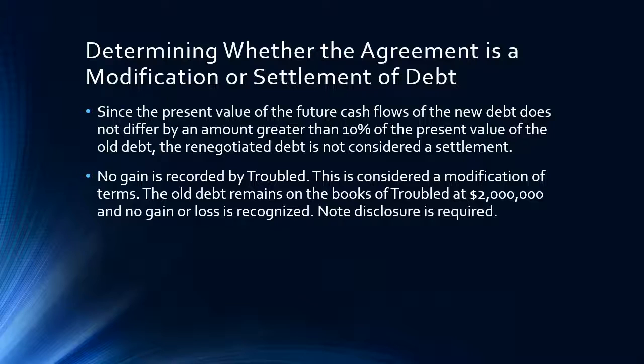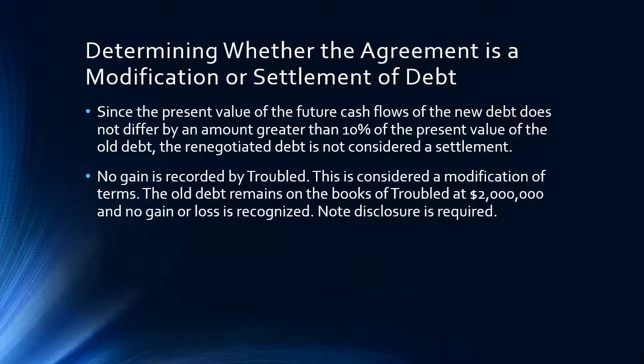What they're basically saying here is that because the difference between the present value of the new debt and the present value of the old debt is less than 10% of the value of the old debt, this is considered a modification, not a settlement. The old debt had a value of $2 million. $2 million multiplied by 10% is $200,000. If the present value was less than $1,800,000, it would have been recorded as a settlement, but it's not a settlement, it's a modification. Therefore, no gain is recorded.